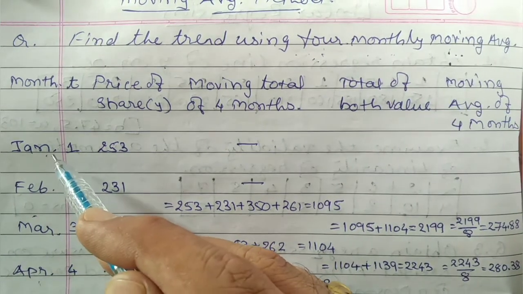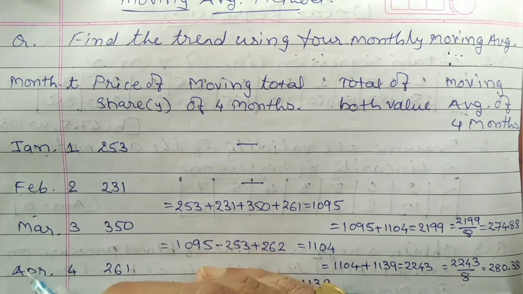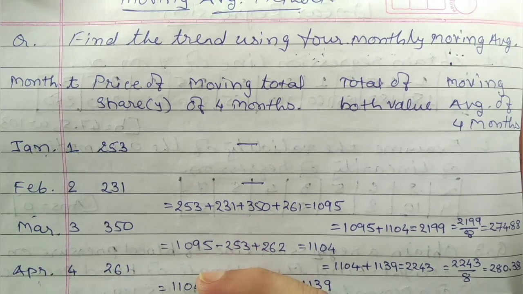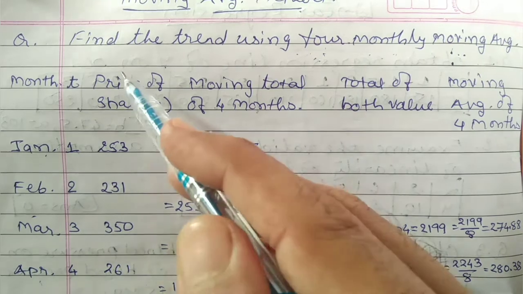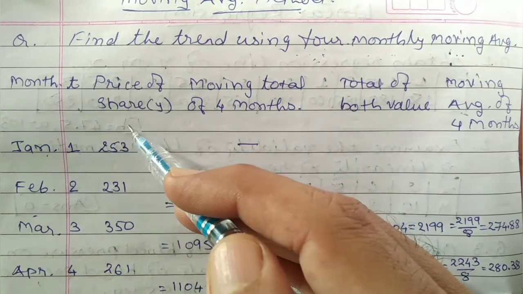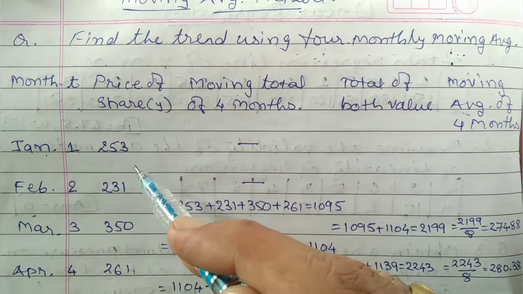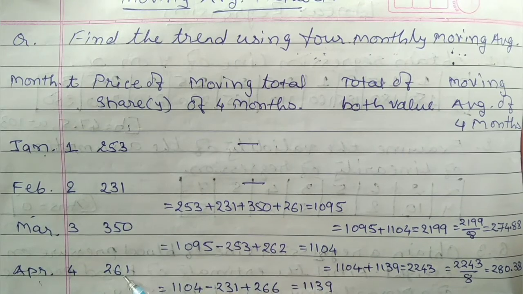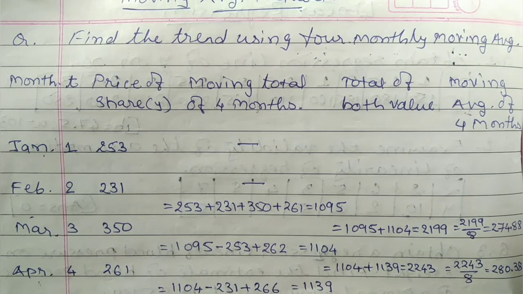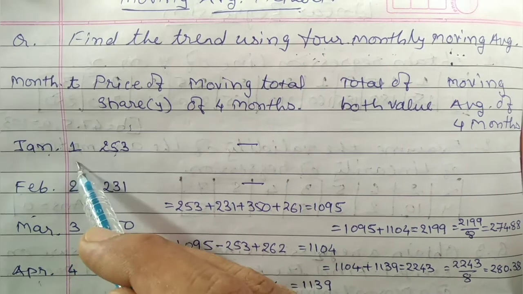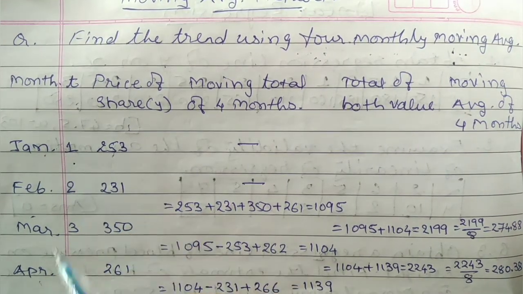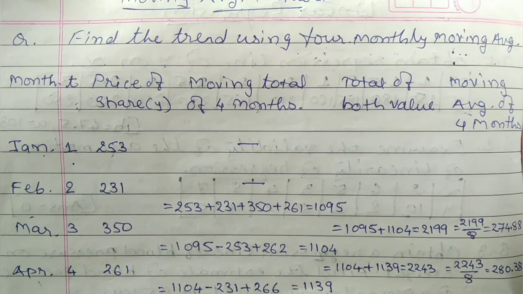The months given are January, February, March, April, May, June, July, August, September, October, November, December. The price of shares that is given is considered as your Y: 253, 231, 350, 261, 262, 266, 263, 261, 281, 278, 278 and 272. Time is going to be recorded by us as 1, 2, 3, 4, 5, 6 up to 12.